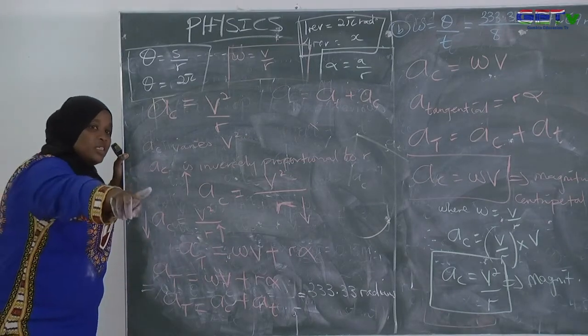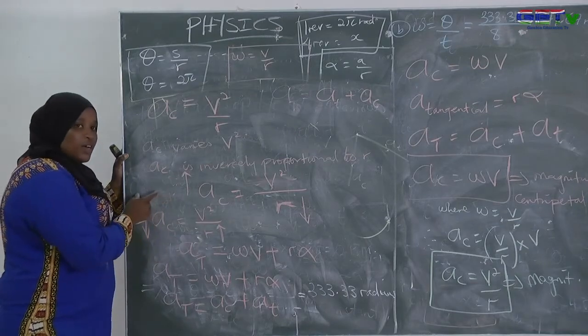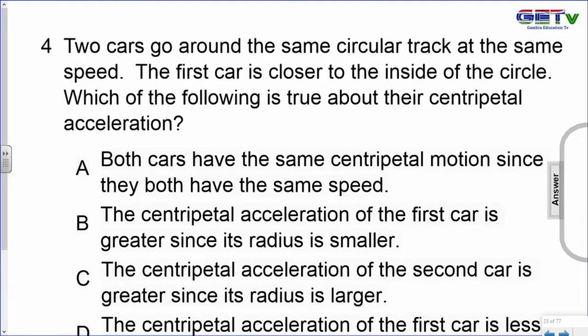But then looking at this scenario, you are told that one of the cars was very close to the center of the circle, but their velocities were the same. Now, which of them will have the greater acceleration? You answer the problem now. I will read out the options. A, both cars have the same centripetal acceleration since they both have the same velocity. But what happens to their radius? Is it the same? No.